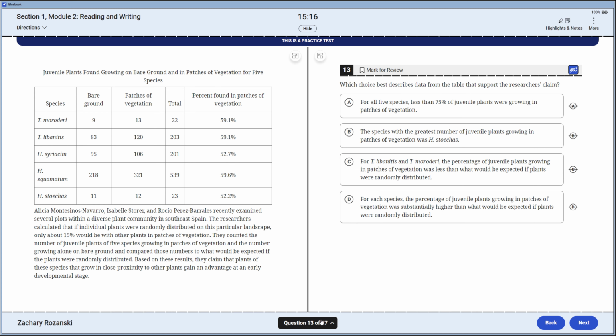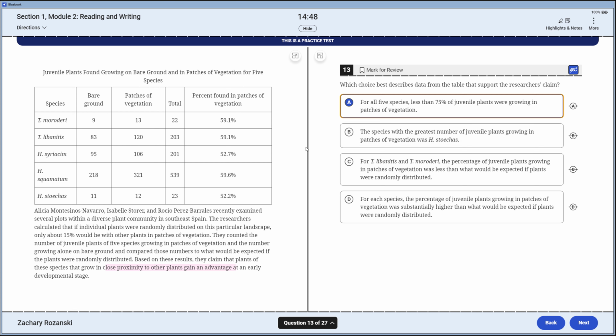Okay, we are jumping back to a graph question here. 4 questions to go, 15 minutes, easy peasy. We've got plants. They claim that plants go in proximity to an advantage of the, this seems to be something important, but I'm going to go right for my numbers to kill any liars. Hopefully I can get out of here pretty quickly. For all 5 species, less than 75% of juvenile plants, these seem to be my percentages, were growing in patches of vegetation. These are all less than 75, so we'll select him for now.